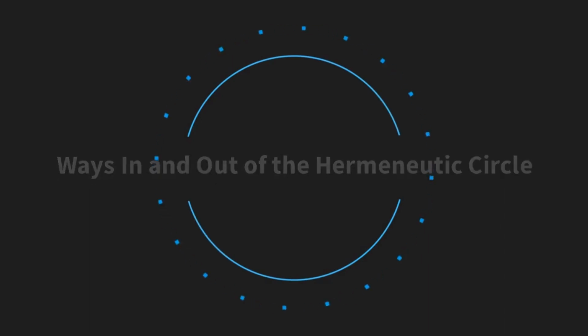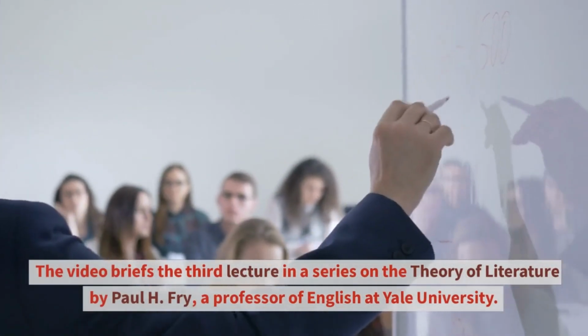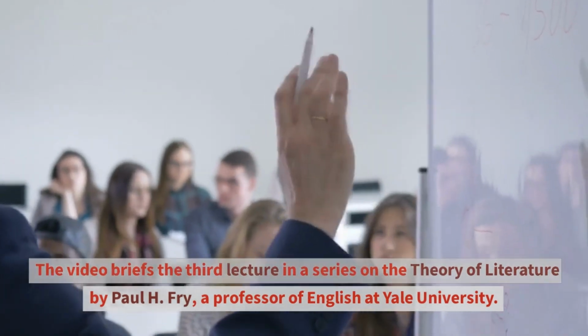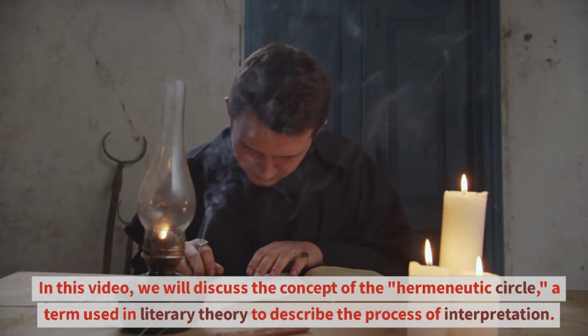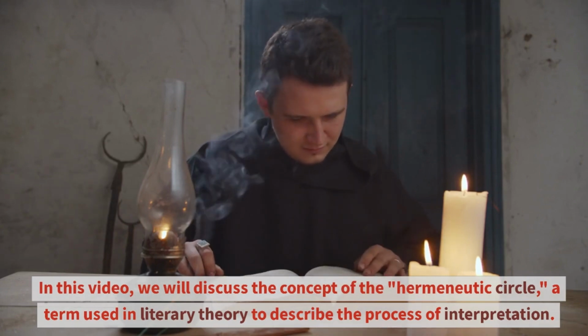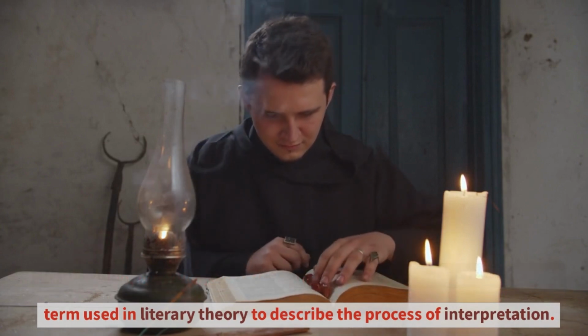Ways in and out of the hermeneutic circle. The video briefs the third lecture in a series on the theory of literature by Paul H. Fry, a professor of English at Yale University. In this video, we will discuss the concept of the hermeneutic circle, a term used in literary theory to describe the process of interpretation. Here are some of the key points covered in the video.